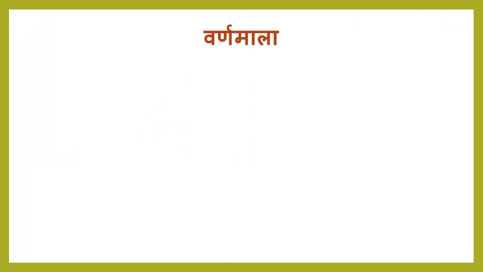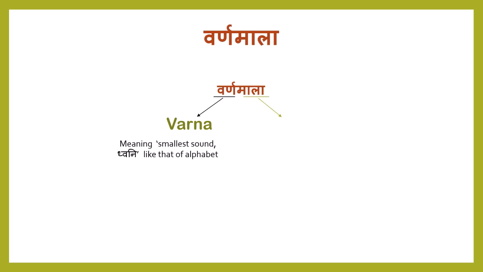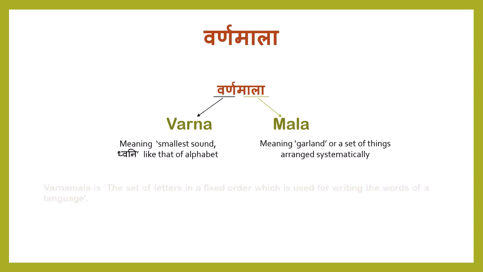Varnamala. This word itself is made from two different words, Varna and Mala. Varna you can pronounce as V-A-R, Var and Ena, Varna. And what it means is the smallest or the tiniest sound, like that of an alphabet. In Hindi, we call it dhwani, and mala is M-A-L-A. You can pronounce ma-la. It's simple. Mala means garland or a set of things arranged systematically.